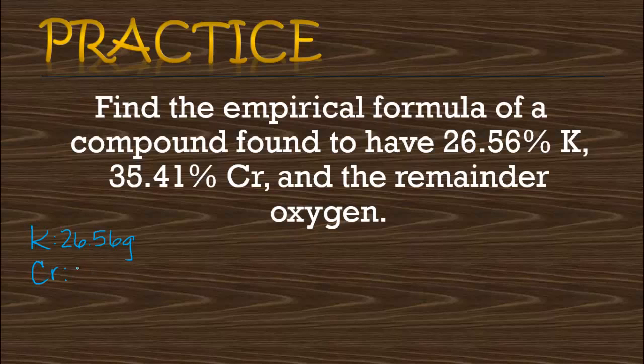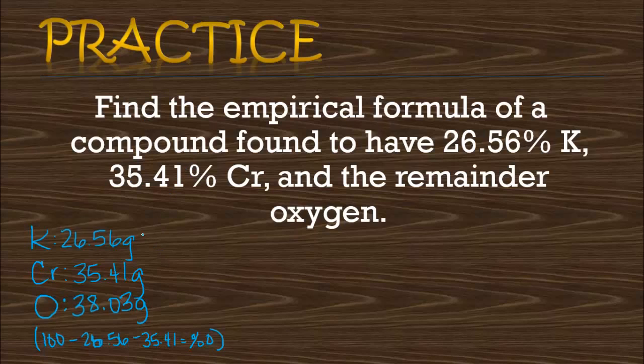For Cr, we have 35.41 grams. We can't forget that we have oxygen in this also. However, it doesn't give me a percent, but it does tell me that the remainder is oxygen. So if we have percents, all of our percents have to add up to 100. So we know if we take 100 minus 26.56 minus 35.41, whatever is left over is our percent oxygen. And our percent oxygen comes out to be 38.03%, which means 38.03 grams.